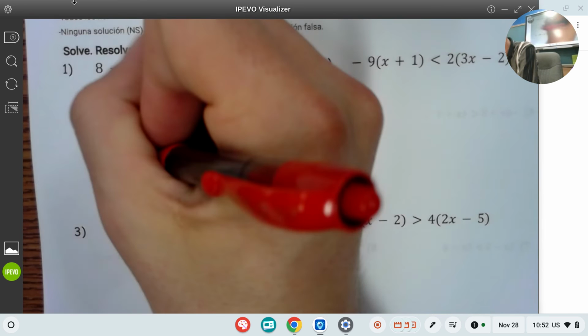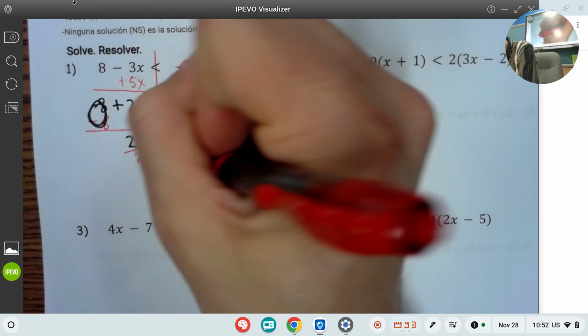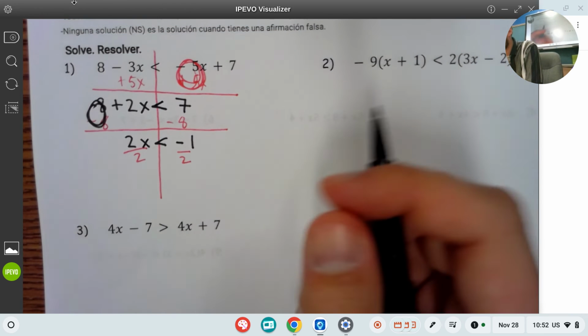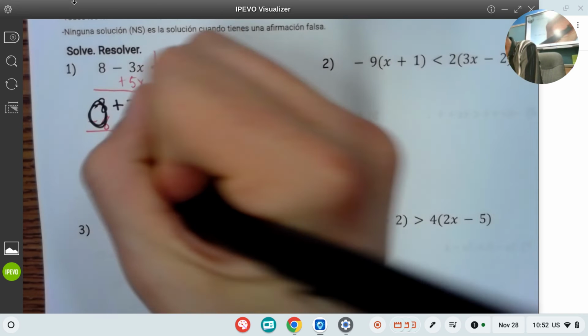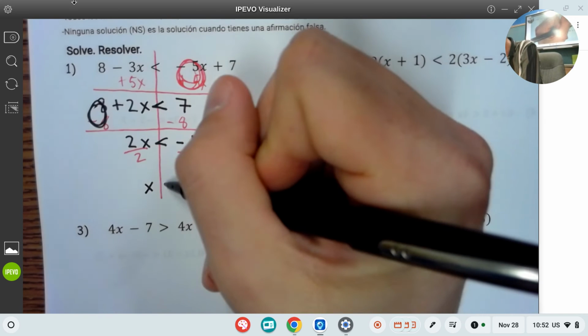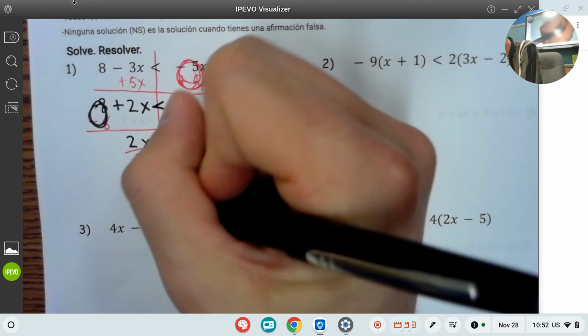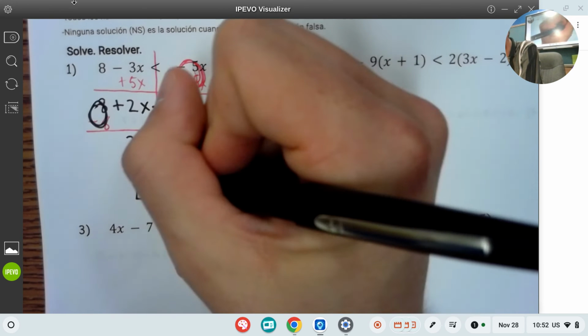And we finish every question with divide, divided by 2. Now for this question, we're not left over with just number equals number or number inequality number. We still have an x. We still have a less than symbol because we divided by a positive number, so no flip.